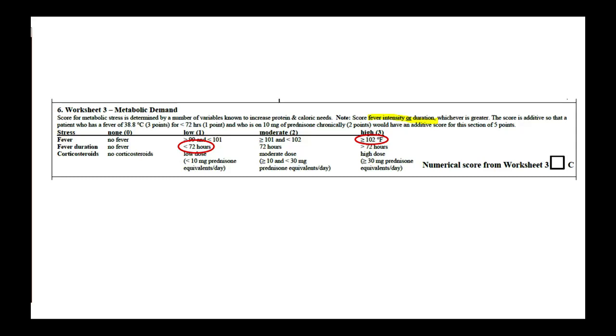But let's say our patient also indicated a moderate dose of prednisone. That would mean our score would be additive for 5. We do want to include prednisone or other corticosteroids in that score.